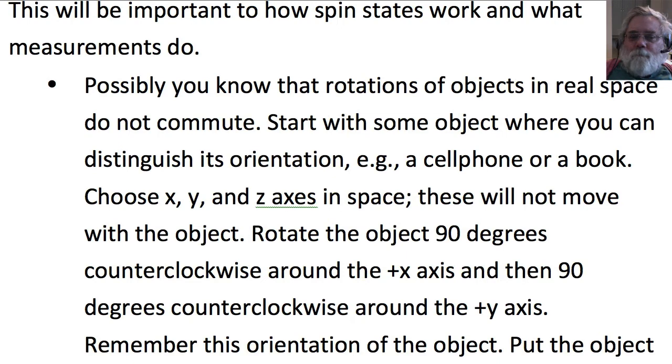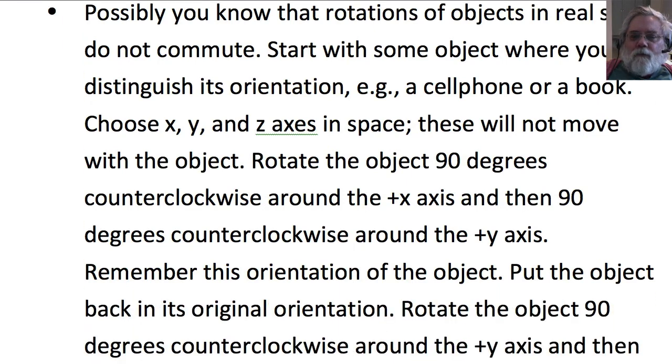Now, we can relate this to something you already might know. Possibly you know that rotations of objects in real space do not commute. If you do one rotation and then a second rotation, you don't generally get the same result as if you perform the rotations in opposite order. Start with some object where you can distinguish its orientation. Could be a cell phone, could be a book.